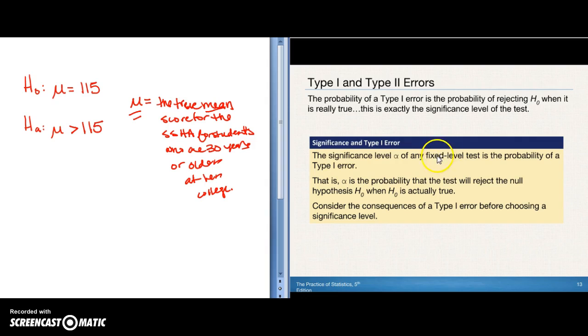One more time, just to summarize, the significance level is a fixed level. It will either be given to you, or we'll talk about how you decide what it is. Alpha is the probability that the test will reject the null when the null is actually true. So that's the probability. Consider the consequences of a type 1 error. We make our significance test so we know when to reject, but that's also the probability of making a type 1 error, rejecting when you shouldn't have. Again, we'll go over some more examples, and I can't give you all the information. It really helps if you read your textbook.